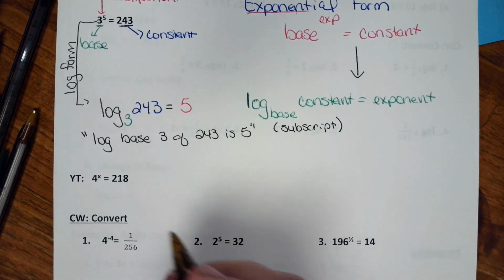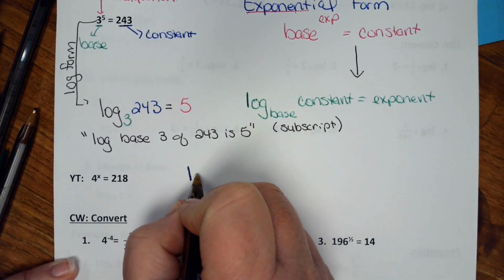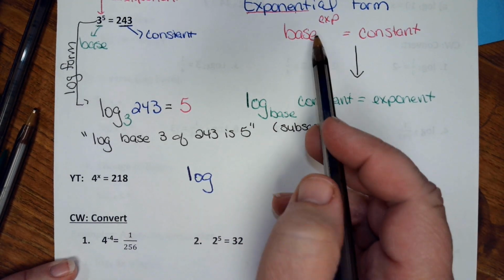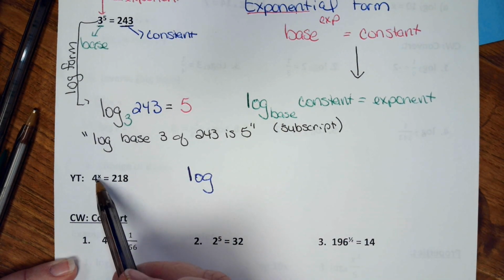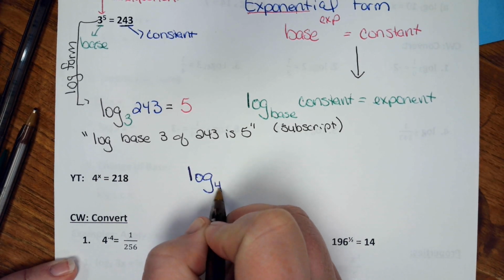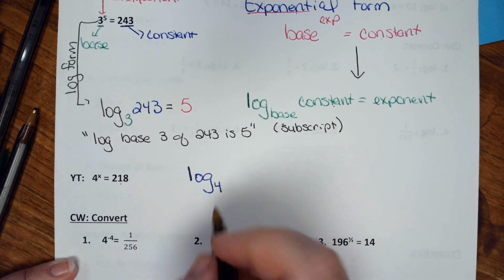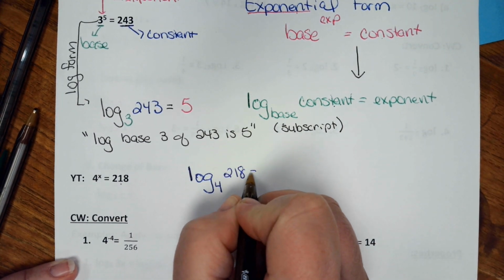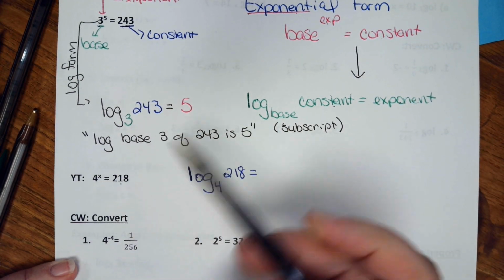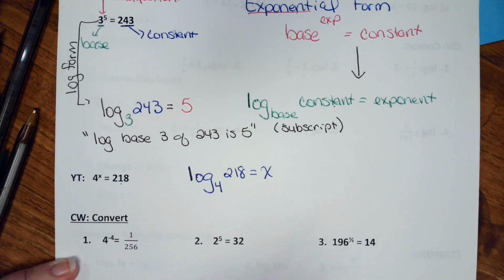Alright, so let's see how you did. Again, you're going to try to always remember that you literally have the word log there. Okay, so what is our base? Alright, our base right here is a 4 because the 4 is being raised to the exponent. So we got log base 4. What is your constant? Your constant here is 218. And then what is our exponent? Our exponent here is x. So we got log base 4 of 218 equals x.